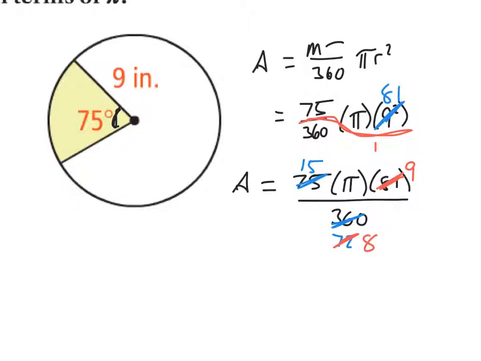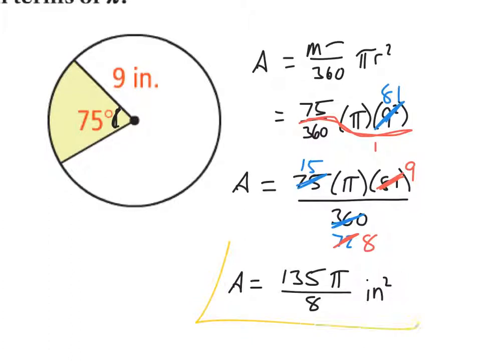No, you should be saying no, because 15 is 3 times 5. 3 and 5 don't go into 8. 9 is 3 times 3, again, doesn't go into 8. And so what we need to do then is we need to take 15 times 9, which is 135, pi, and that is over 8, and this is square inches. There's our area. Questions?